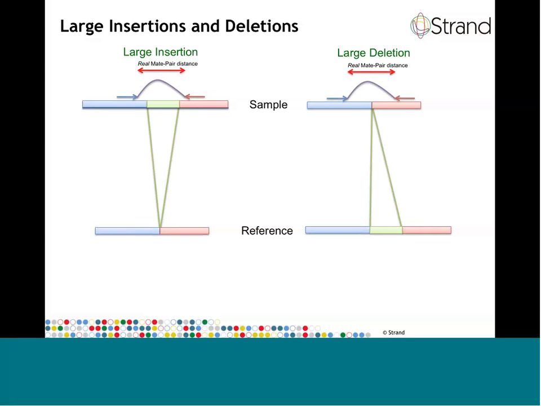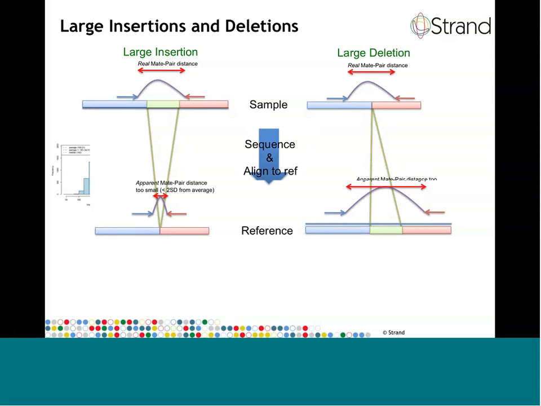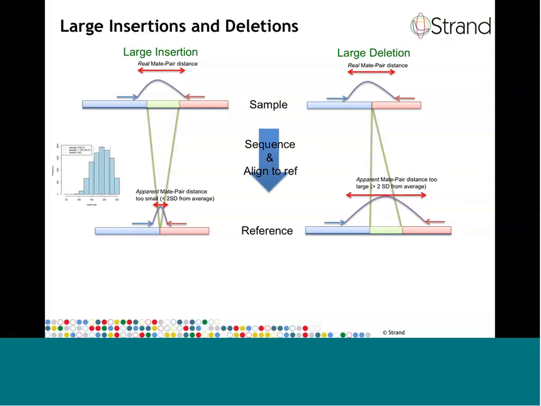If a paired end or mate paired library is created from these samples, the mate paired fragments will have roughly the same size or real mate paired distance in most cases, like 500 base pairs or something like that. So when we sequence the library and align those reads to the reference genome of the species, the apparent mate pair distance after mapping for the large insertions and deletions is different from the typical or average mate pair distance for the bulk of the reads.